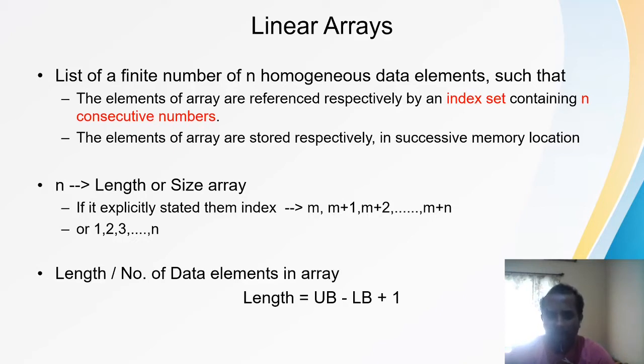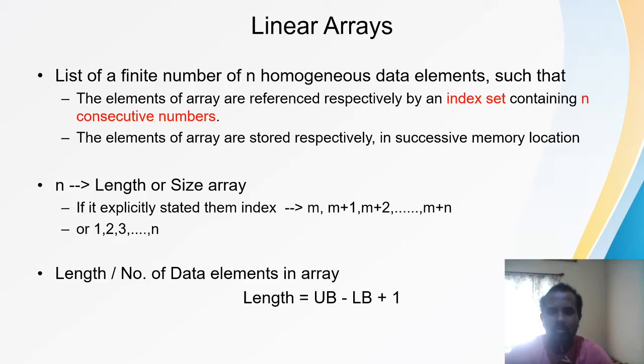elements will have an index set, and the index set will be consecutive numbers. Consecutive numbers means continuous numbers. For example, if it starts from 1, then till the n elements, it is continuous: 1, 2, 3, 4, 5, 6 and n, like that. It is going to be continuous. And another one is they are arranged in successive memory allocation. So in the memory also they are arranged in a proper manner, one after another.